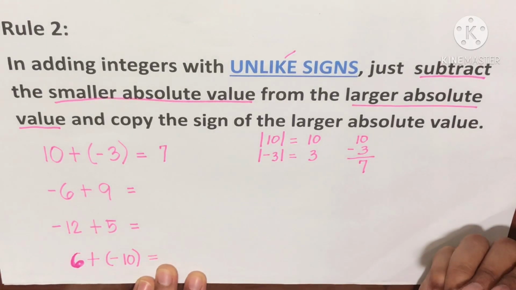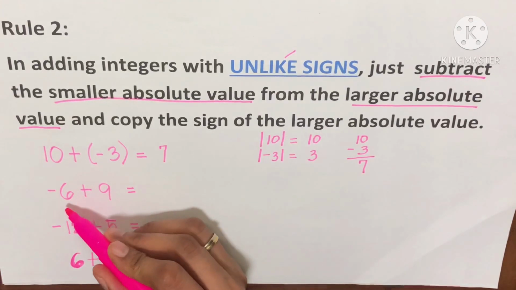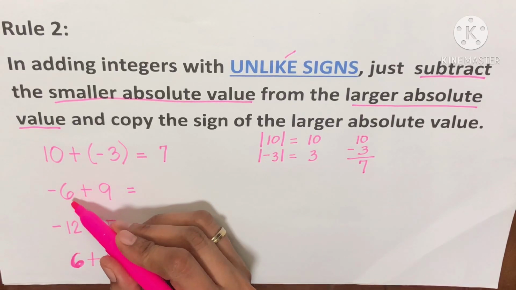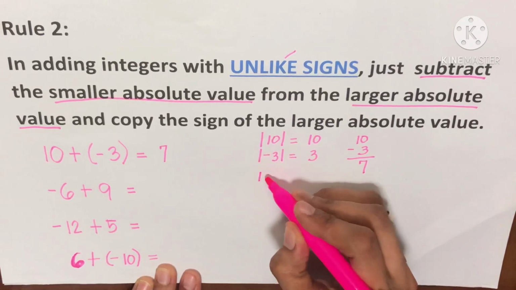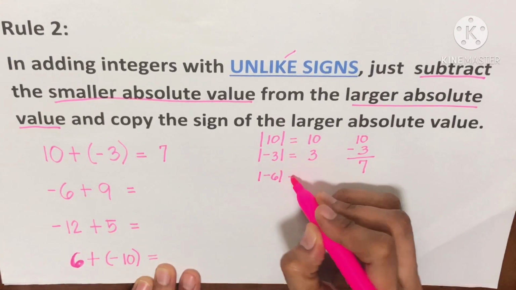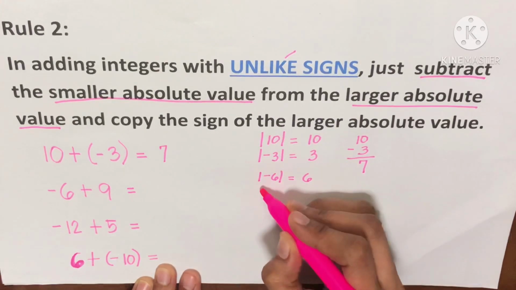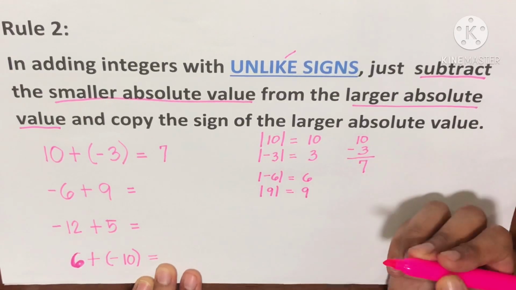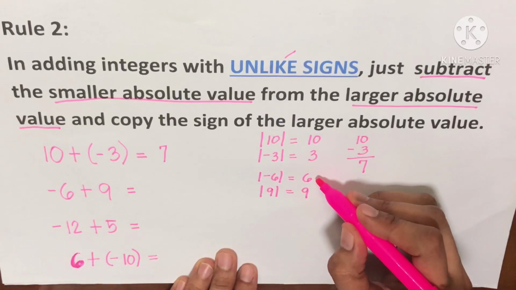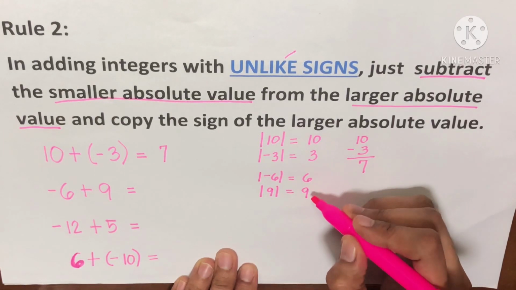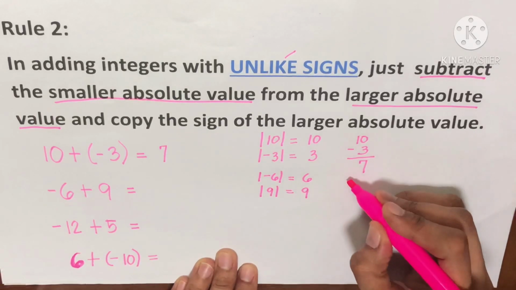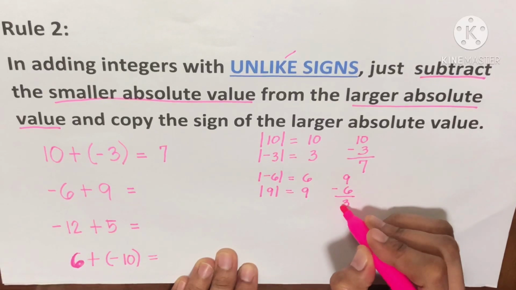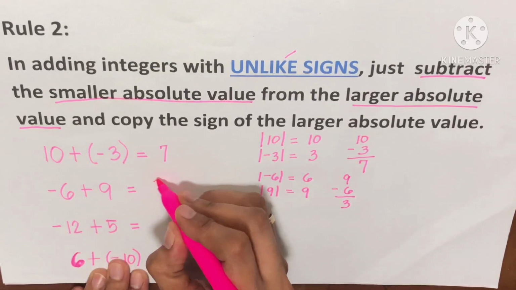Okay, for our number 2 example, negative 6 plus 9. We will get the absolute value of each. So the absolute value of negative 6 is positive 6. The absolute value of 9 is positive 9. So we will subtract the smaller absolute value from the larger absolute value. So we have here 9 minus 6 equals 3. So we will have 3.